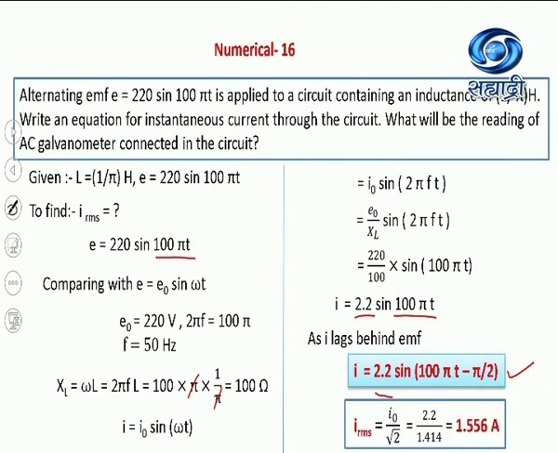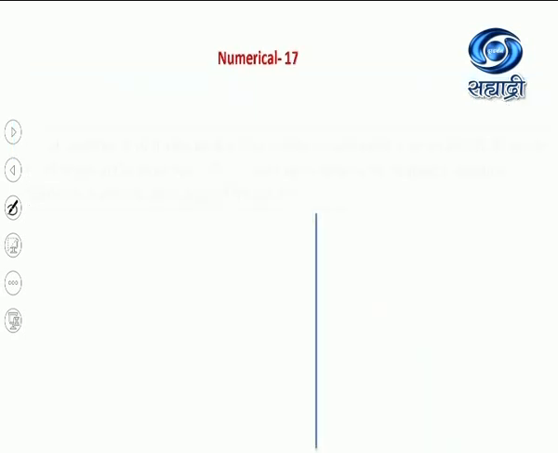Now the RMS value of the current will be I naught upon root 2. I naught is 2.2, root 2 is 1.4. With this, the RMS value of the current will be 1.556 ampere.